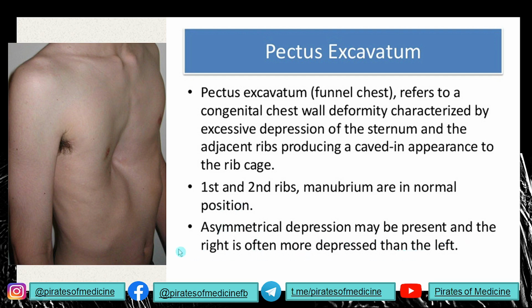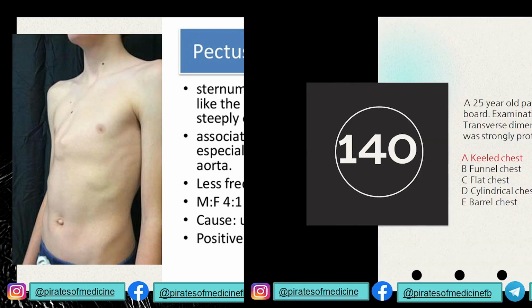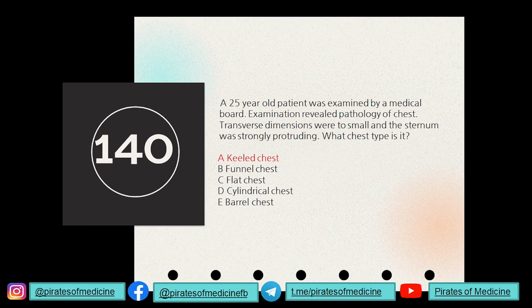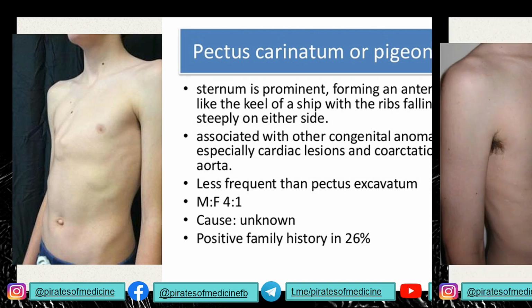Now these chest abnormalities have an effect on the thoracic organs. That is why these are dangerous, because sometimes they can cause damage to the internal organs as well, like the heart or the lungs. So here the sternum strongly protruding just gives an answer. This is pectus carinatum, or the keeled chest, or pigeon chest. That is why the answer is keeled chest.